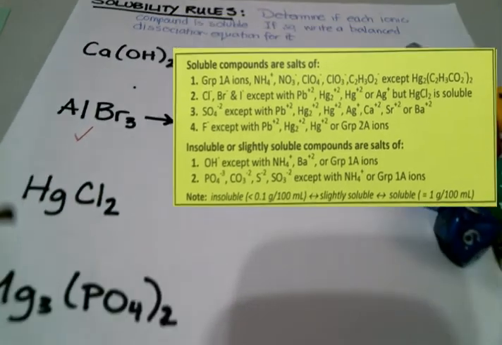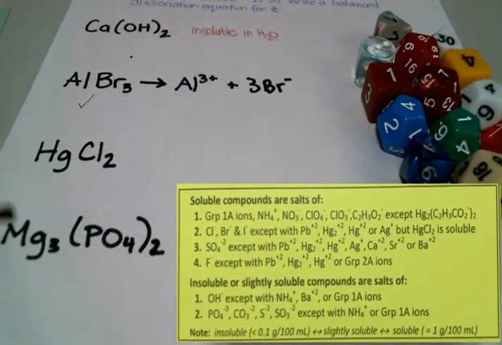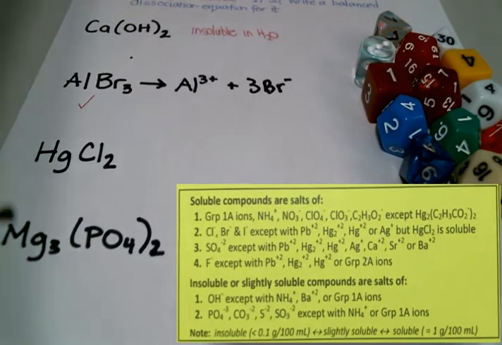Let's look at the next one. Those of you who were listening a little bit earlier in the lesson probably heard me mention mercury chloride. This is one of the very strange exceptions. Again, if you look at Rule 2 under soluble compounds, you'll see at the very end there, HgCl2 is soluble, even though chlorine is not soluble.